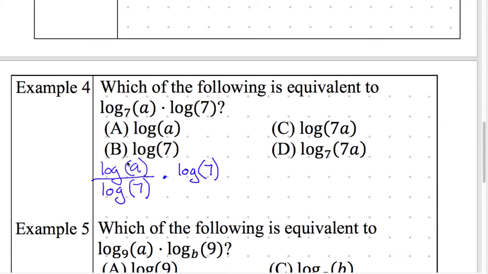And what do I do from here? Does anyone notice something that's going on? Oh, James notices something. What do you notice, James? You could cross out log of 7. You can indeed. I have one on the top, one on the bottom, and my answer is log of A. The answer is A.